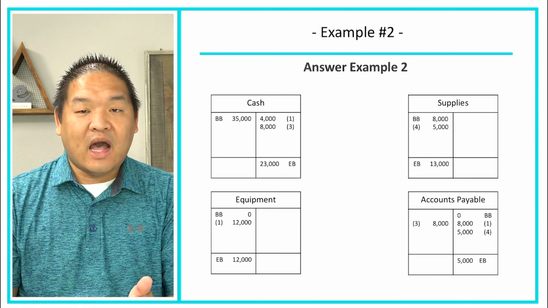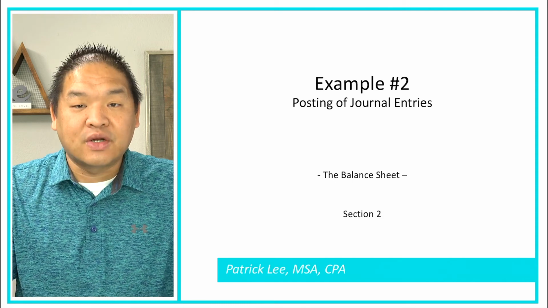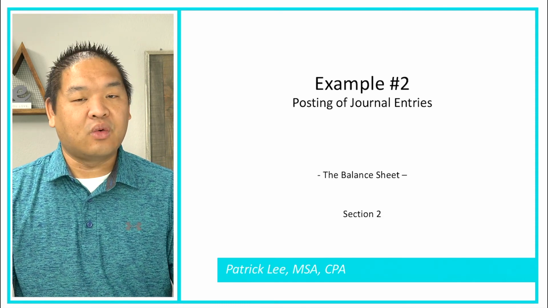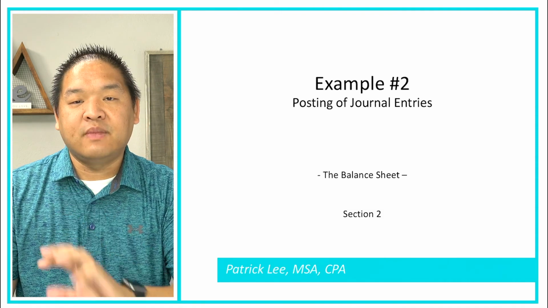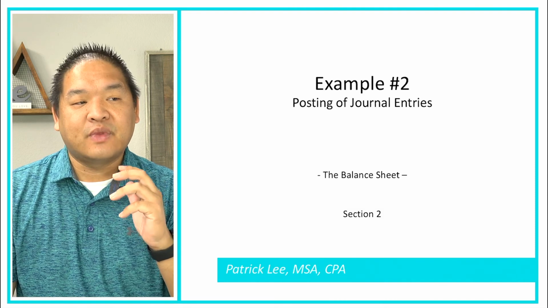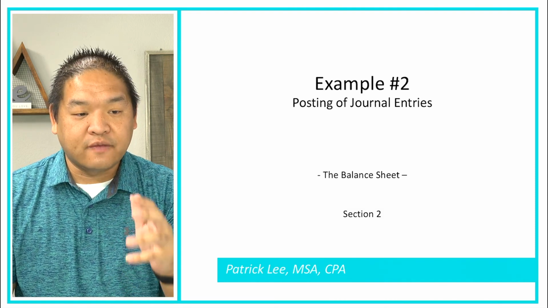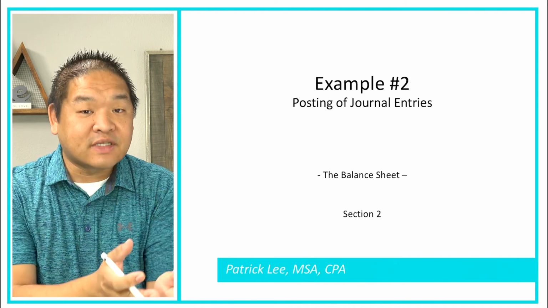So that's how we post to a T account or a ledger account. Super easy. All we're doing is copying and pasting. The hardest part where students get mixed up is remembering to post it on the same side as the journal entry. So if it's on the left side of the journal entry, or if it's the debit side, it's going to go on the left side of the T.